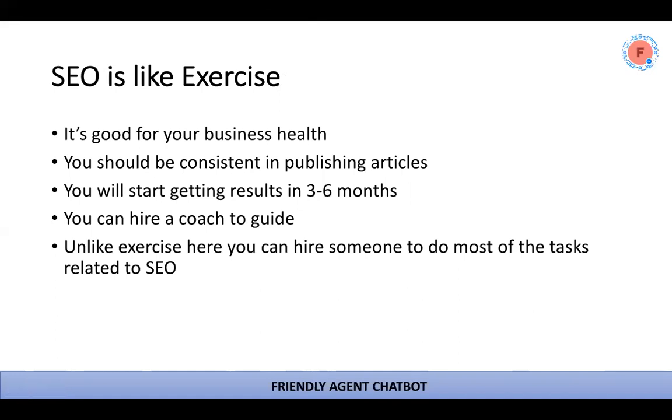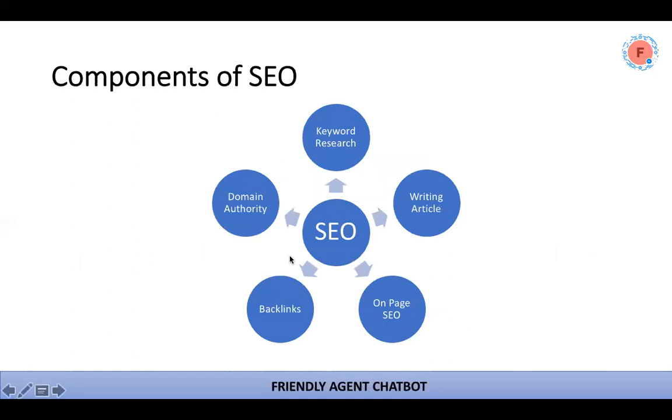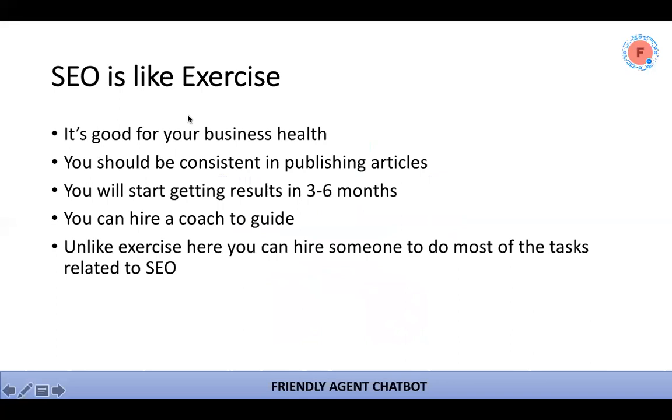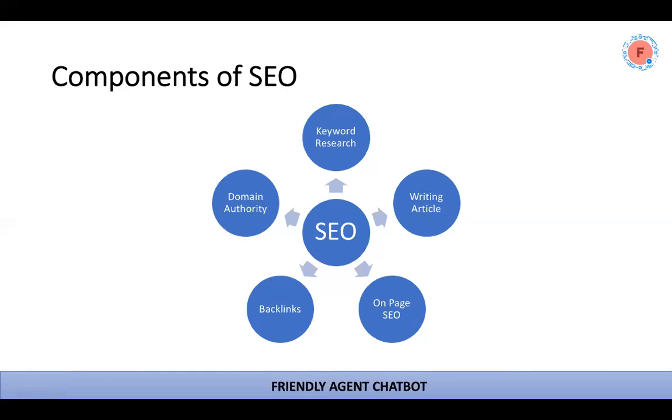Another thing is SEO results. You will start getting them in a 3 to 6 month time frame because Google has to find your website. They have to rank it. But unlike exercising for SEO, you can hire some kind of a consultant or a coach, or you can hire someone to write articles for you. So if you strategize it correctly, you can get a lot of benefits out of SEO.